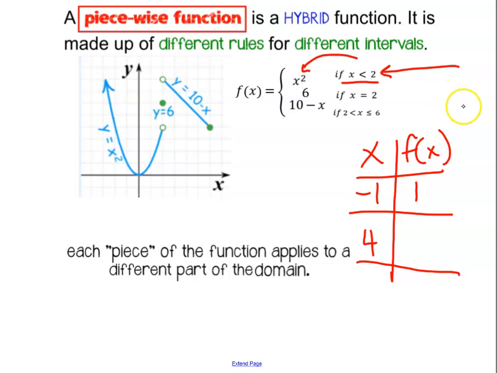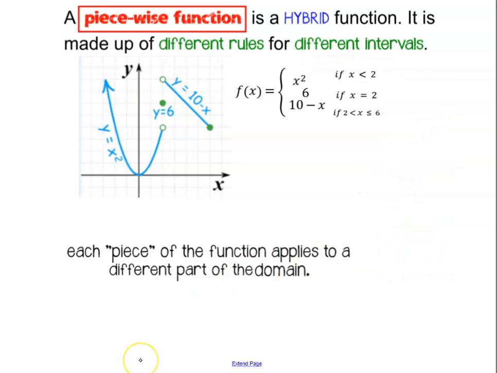So if my input is 4, that would be this third rule because it's a value in input between 2 and 6. So if I input a 4 into my function, it's going to be 10 minus x, or 10 minus 4. So that's what a piecewise function does. It accepts different rules for different inputs.